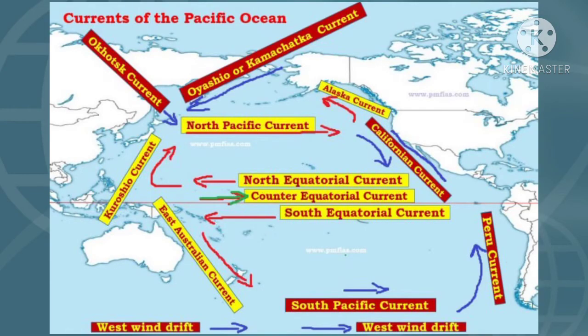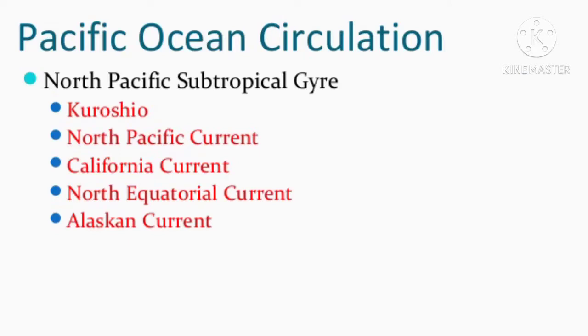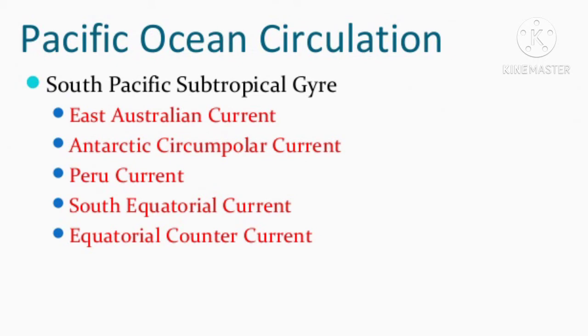So these are the major currents in the Pacific Ocean. First is the North Equatorial Current. It is a warm current. It flows north of the equator from east to west. Another one is the South Equatorial Current. It is also a warm current. It flows south of the equator from east to west. The third one is the Kuroshio Current. It is a warm current. It flows along the coast of Japan.